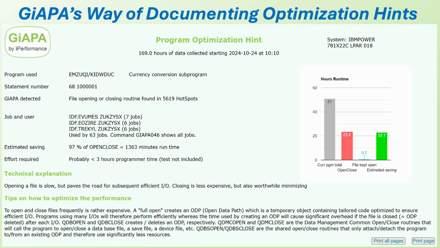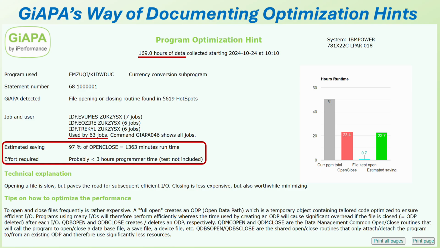GiAPA's AAA, the Automatic Application Analysis, is today the flagship of GiAPA. This example is based on analyzing data from a whole week. The green column in the diagram shows that almost 23 hours of runtime savings were found across the 63 jobs. On average, 22 minutes per job. Each case is presented on a single page, providing everything needed to assess and implement the improvement. To the best of our knowledge, GiAPA is still the only software offering a fully automated performance analysis.